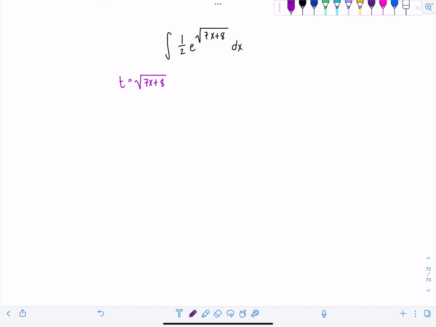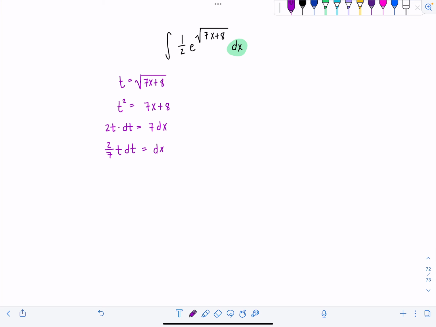Easiest way to find dt, like you could differentiate right here, but it's going to get messy. So why don't we just square both sides first? t squared is 7x plus 8. And then now I'll differentiate, albeit implicitly, but no problem. So 2t dt is equal to 7 dx. And I just want to solve for dx right now. So that means 2/7 t dt is equal to dx.